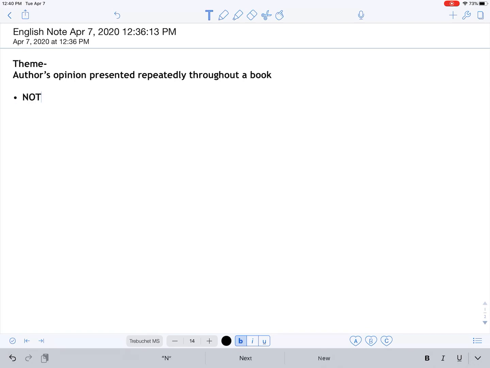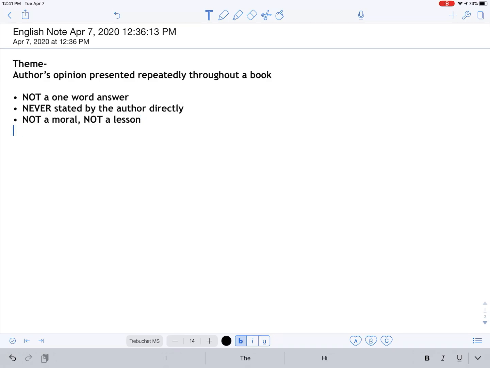The theme is not a one-word answer. It is never stated by the author directly. So the author's never going to say, hey, the theme of this story is family. It's not going to be a one-word answer. It's not going to be stated directly by the author. It is not a moral. It is not a lesson. Yeah, you absolutely can infer different morals and lessons from what you've read, but that's still not a theme.